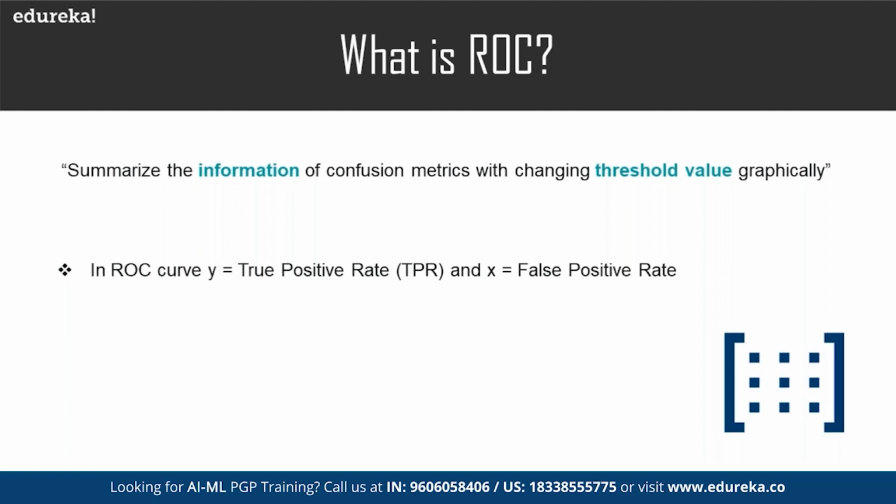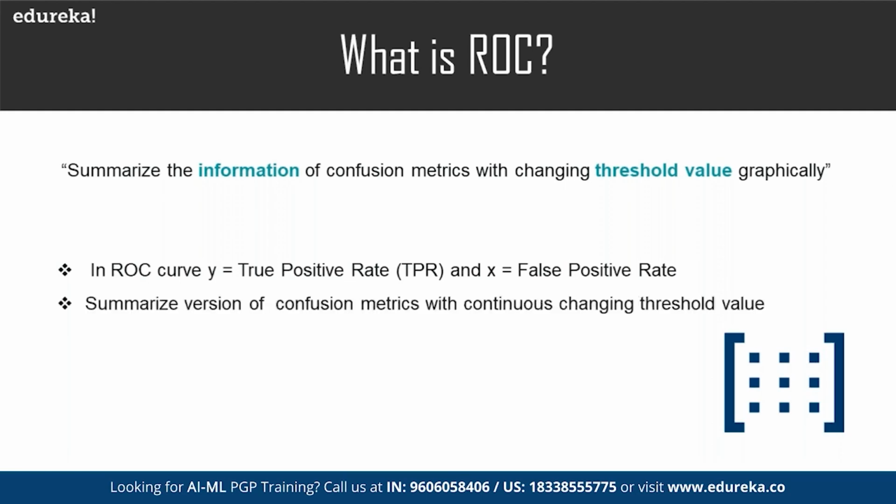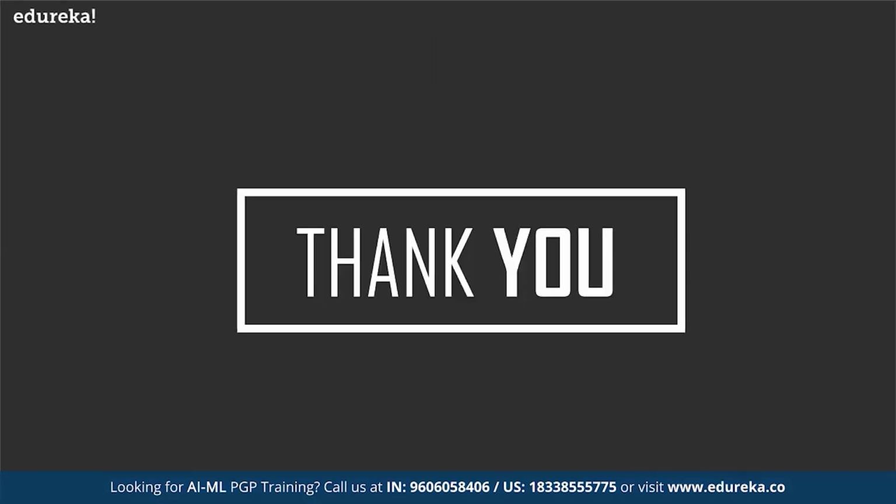In our ROC curve, y is equal to the true positive rate, which I talked about already, and x is equal to the false positive rate. So we summarize the different versions of confusion matrices with continuously changing threshold values.